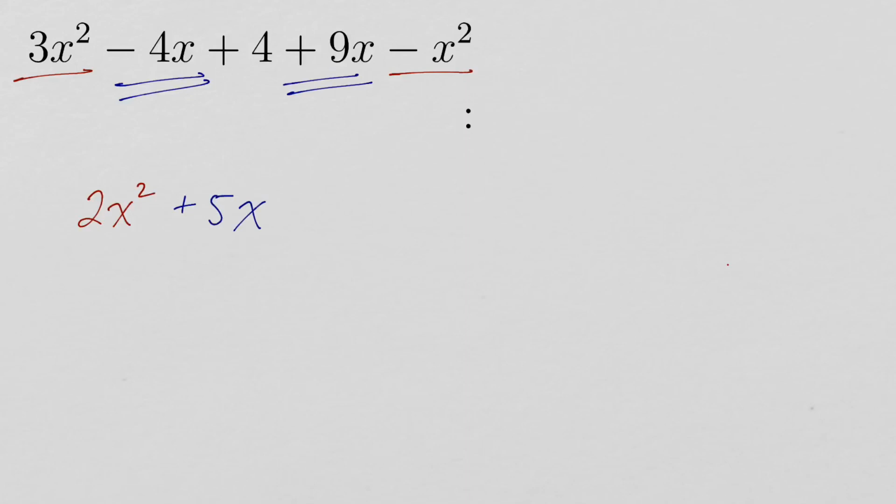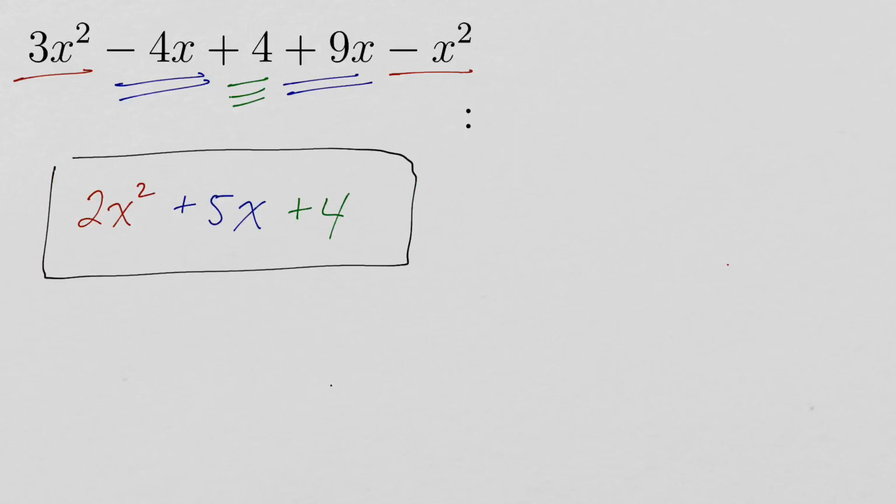And finally, we have this positive 4, and that just is all by itself. So our final answer is 2x squared plus 5x plus 4.